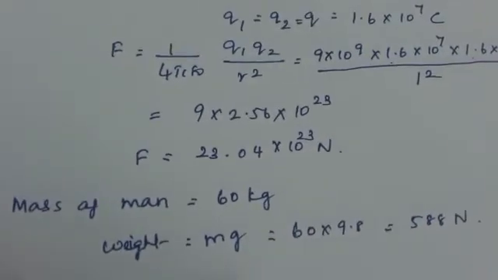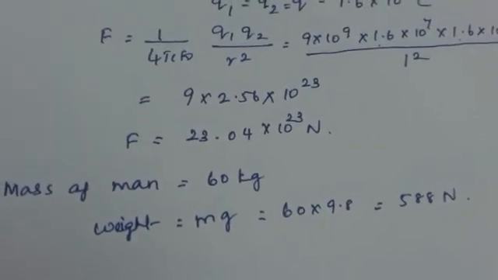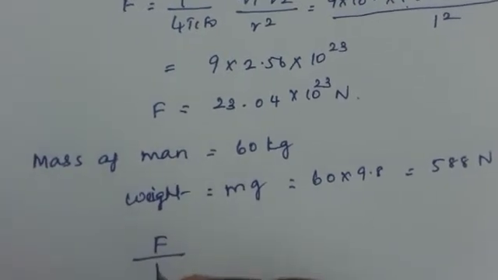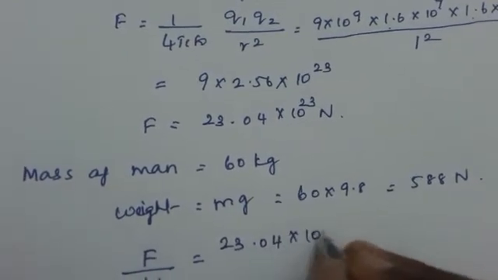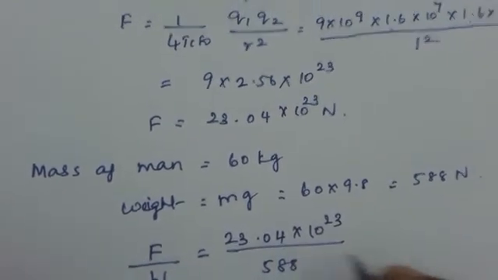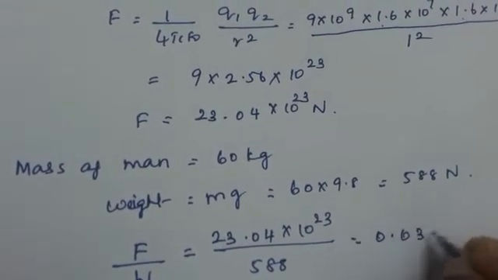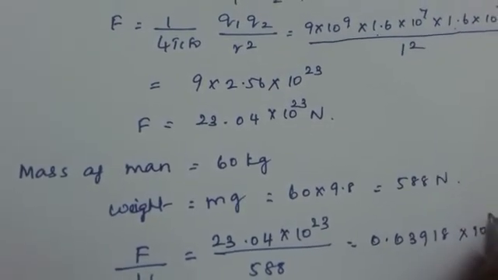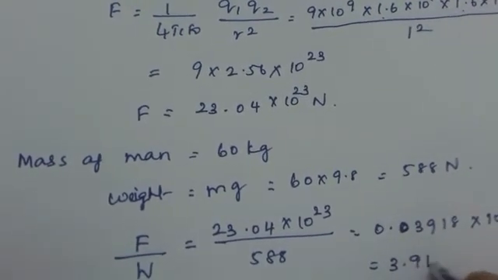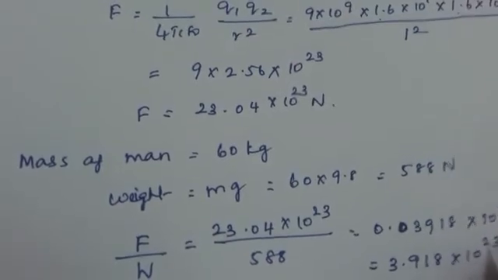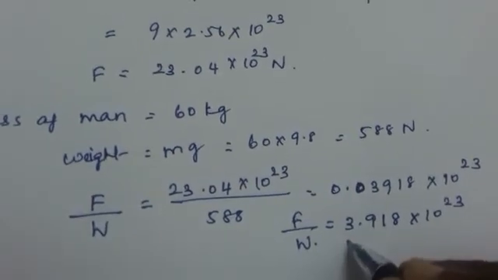Now you have to compare the force with the weight. So take force by weight. The force is 23.04 into 10 raised to 23, divided by the weight, 588. When you divide this, you will get 0.03918 into 10 raised to 23. Writing it in the correct form, it is 3.918 into 10 raised to 21. So this is the ratio of force by weight.